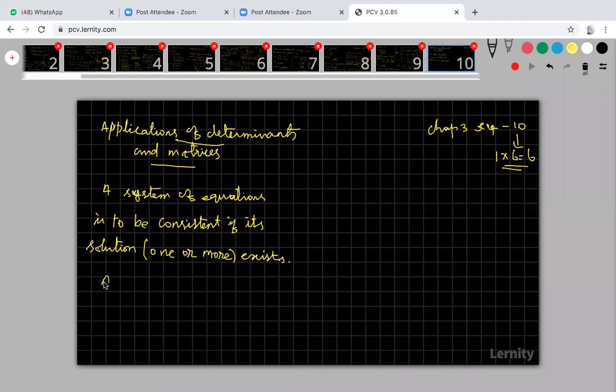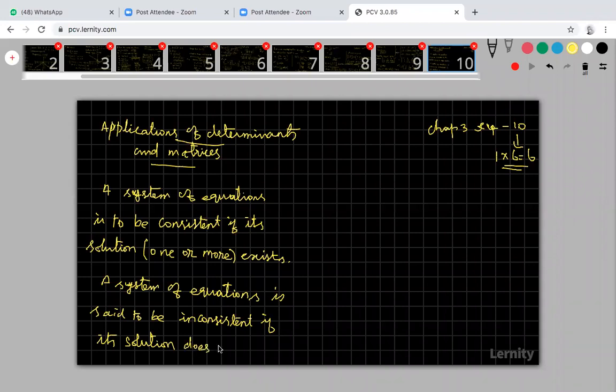Please take down the next definition. A system of equations is said to be inconsistent if its solution does not exist.